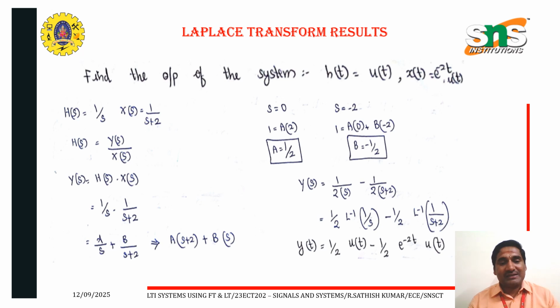Now we can apply the partial fraction method, A by s plus B by s plus 2. Now we can get the values as A is equal to 1 by 2, B is equal to minus 1 by 2. Therefore, Y of s is equal to 1 by 2 into Laplace inverse of 1 by s minus 1 by 2 into Laplace inverse of 1 by s plus 2. By applying the inverse Laplace transform, we can get the output of the system. y of t is equal to 1 by 2 into u of t minus 1 by 2 into e power minus 2t into u of t.